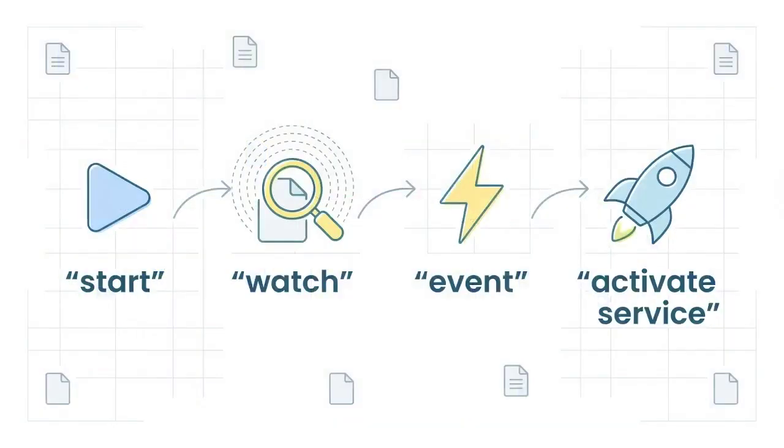The activation chain is straightforward. Systemd starts the path unit, monitors the file system, the matching event fires, and systemd activates the paired service unit. One declarative file replaces an entire shell script and its supervision logic.